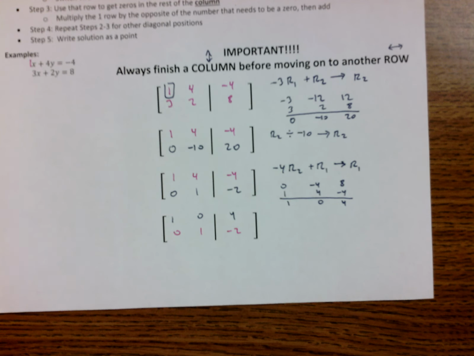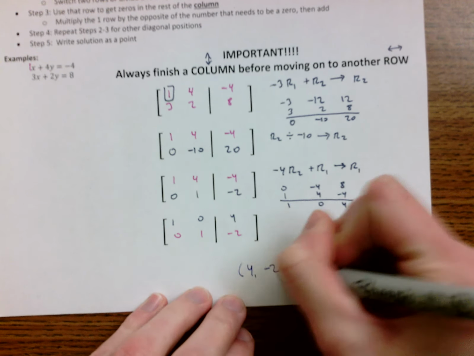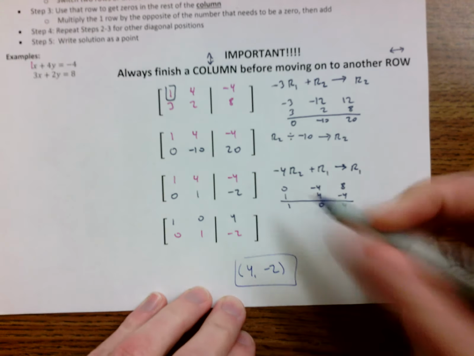Okay, so the last step that you have to do is just actually write what your solution is as a point. So my solution is the point 4, negative 2. And I get that from these numbers right here.